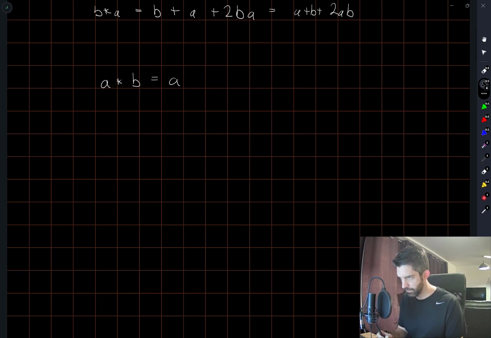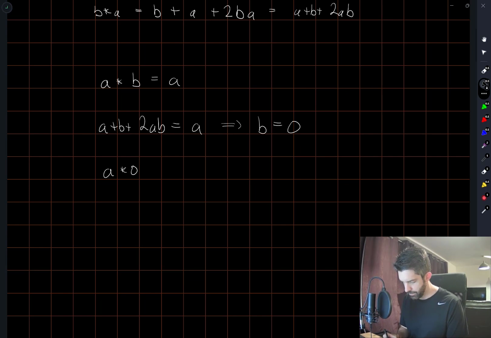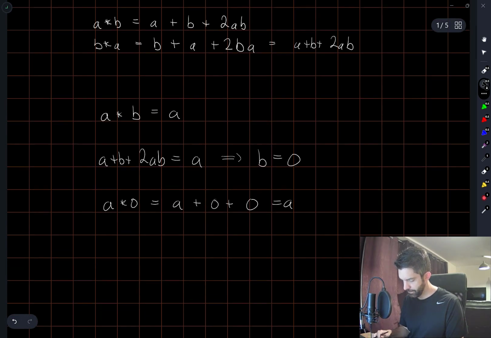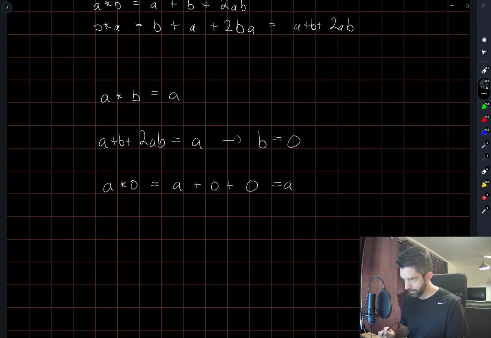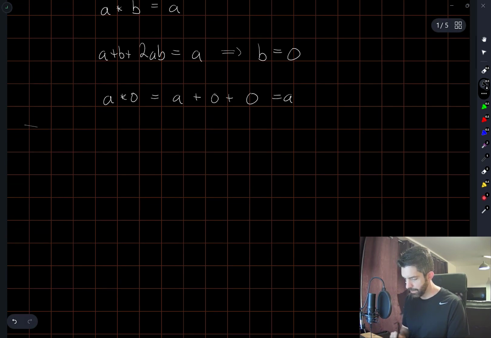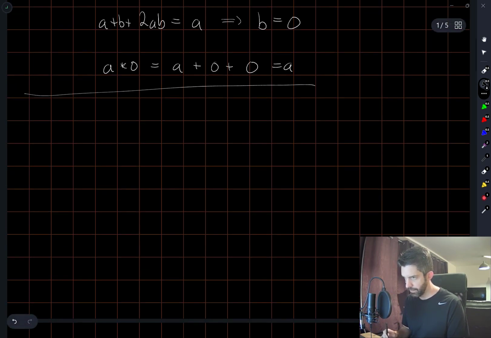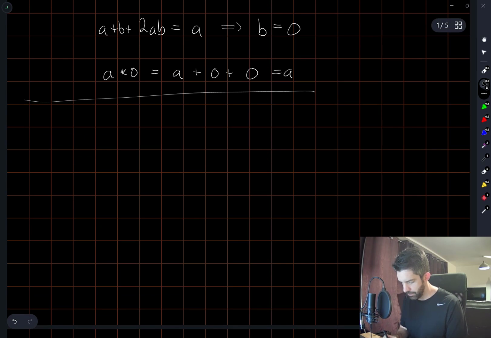Yeah, b is equal to 0, right? a star 0 is equal to a plus 0 plus 0. Okay, so there is always an identity. Okay, so now property 3, can we find inverses? Every rational number has an inverse.